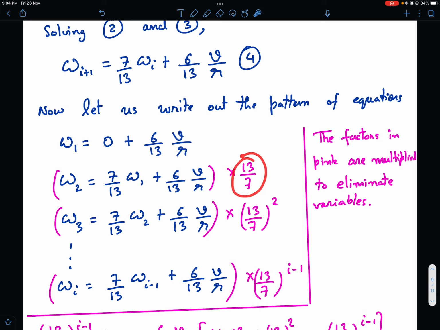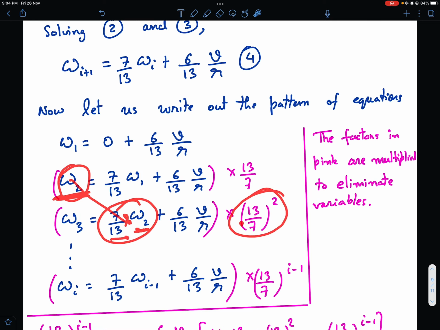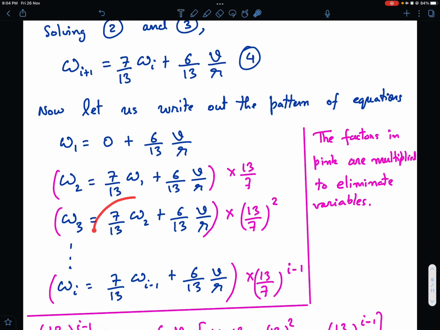But now when you multiply this by 13 by 7, the coefficient of this omega 2 will become 13 by 7, and to cancel this, omega 2 coefficient should also become 13 by 7. So here you will need to multiply it by 13 by 7 squared. Why? Because there's already 7 by 13. If you multiply by 13 by 7 squared, this will be 13 by 7. So this is 13 by 7 omega 2, and this will also become 13 by 7 omega 2, and these two terms will cancel off after multiplication.